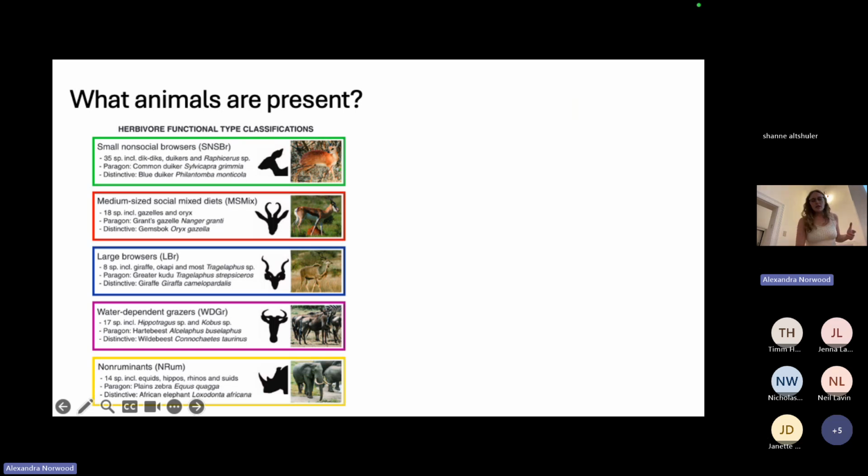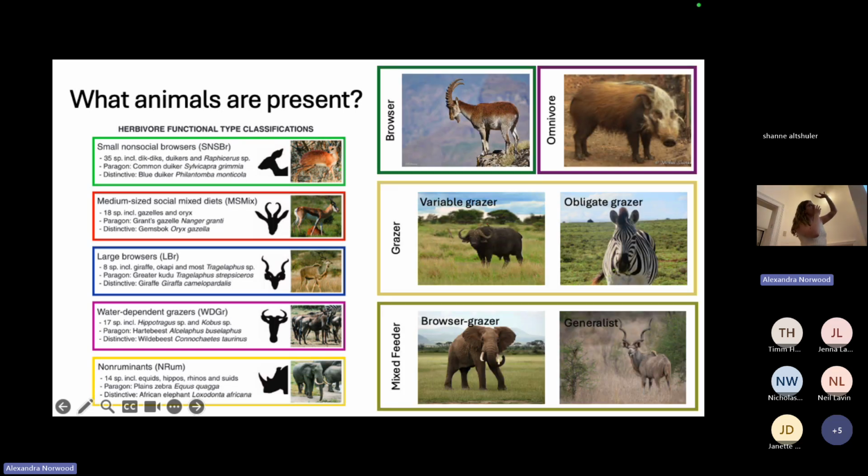Some animals prefer to eat shrubs or leaves. This is the sort of complicated, sciencey version of defining these categories, but really we just have browsers, which are our woody plant, leaf, and shrub eaters; grazers, which are grass eaters; and mixed feeders, which eat both. And then we have omnivores, which eat everything. I try not to talk about them too much because they'll eat trash. They're not a helpful indicator to us in this instance.